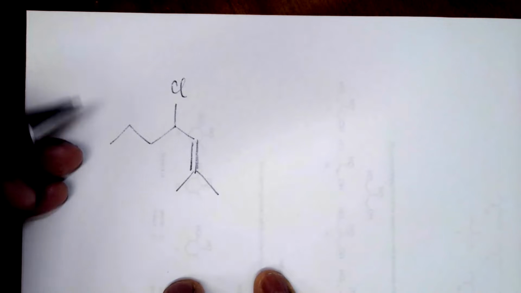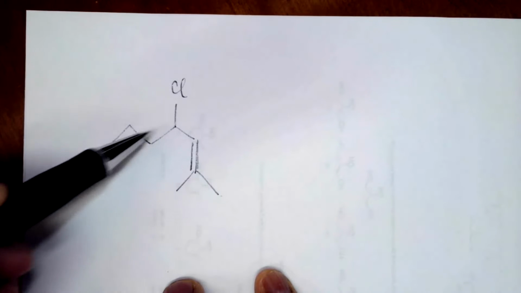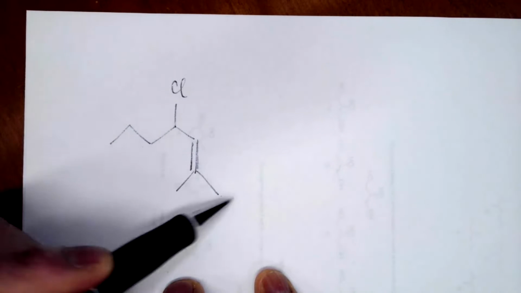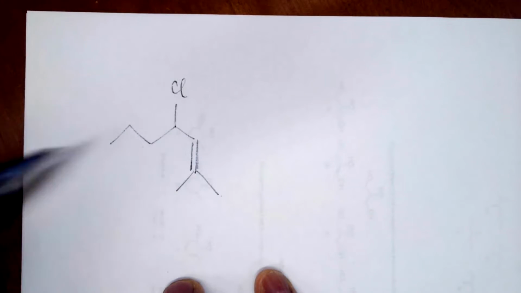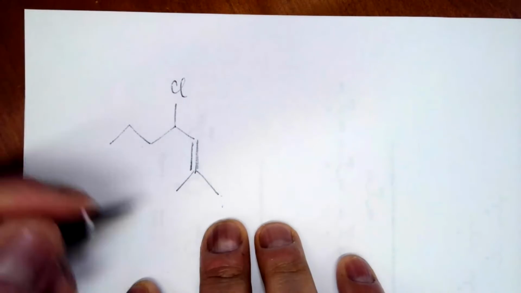Okay, so this particular compound, they give me this compound and they tell me, okay, name it, right? I want to name it. So you have to find the longest continuous chain that includes the double bond. 1, 2, 3, 4, 5, 6, 7. Okay, and then I have to number it.